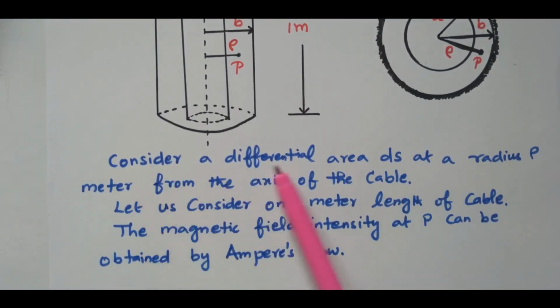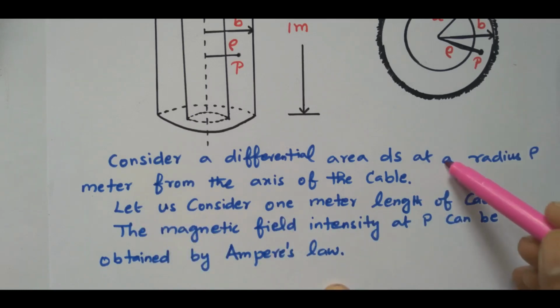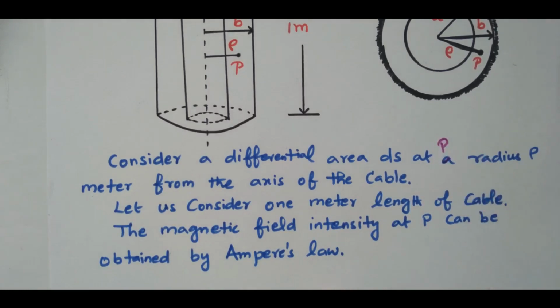Now we consider the differential area ds at a distance rho meter from the axis. Consider a differential area at point P with radius rho meter from the axis of the cable. So this one. Consider 1 meter length of cable. We consider 1 meter length of the cable.